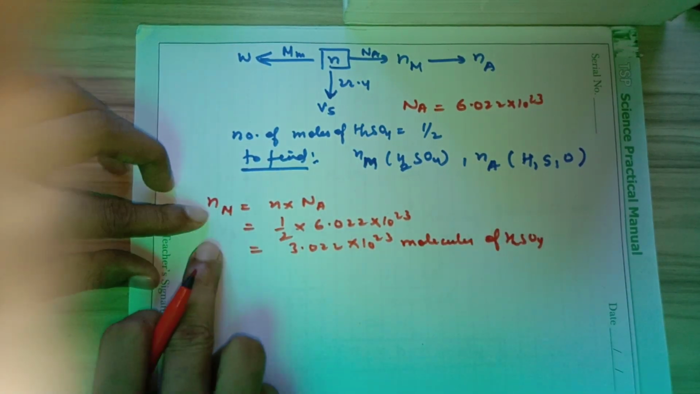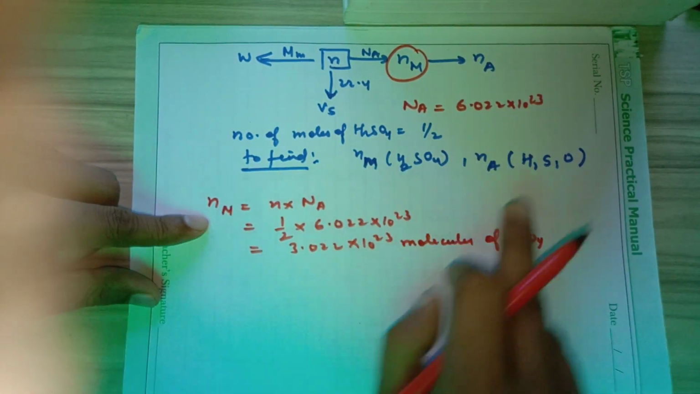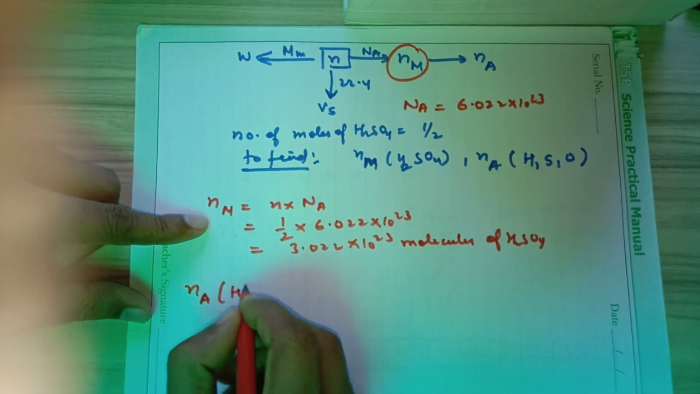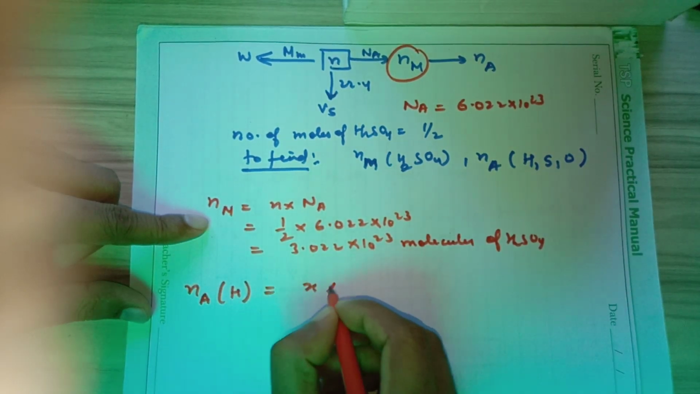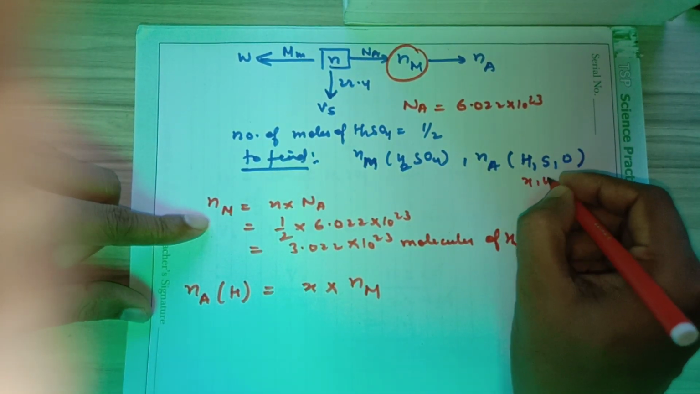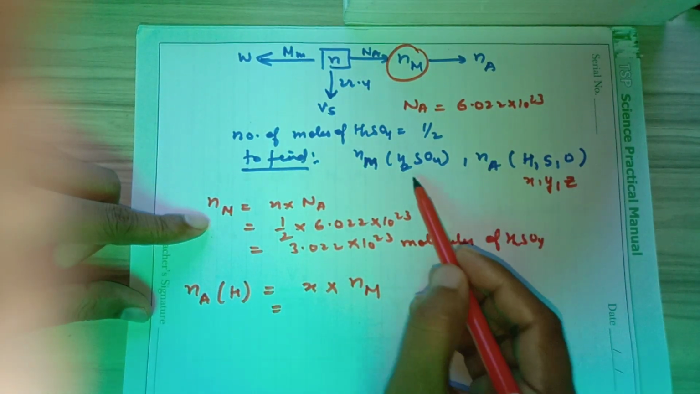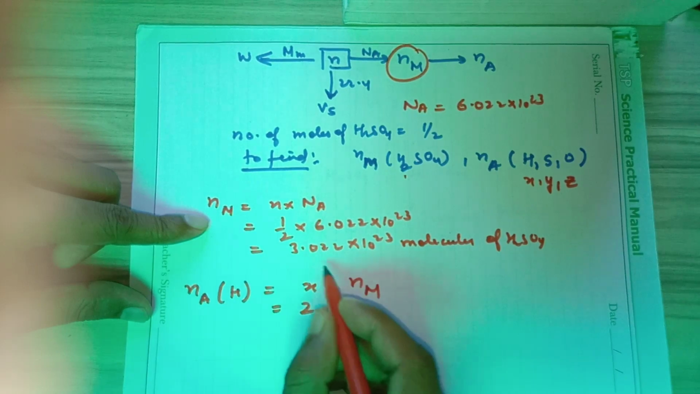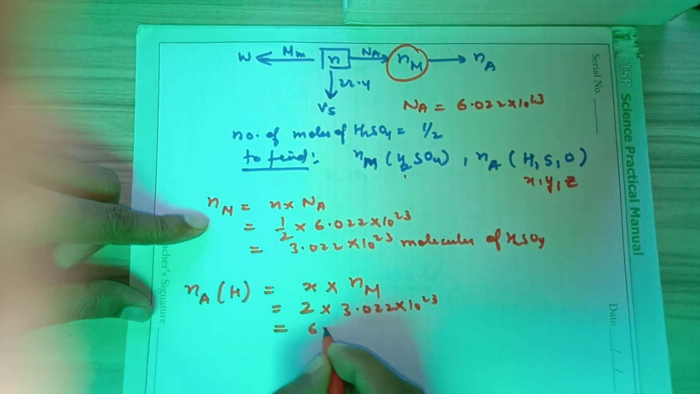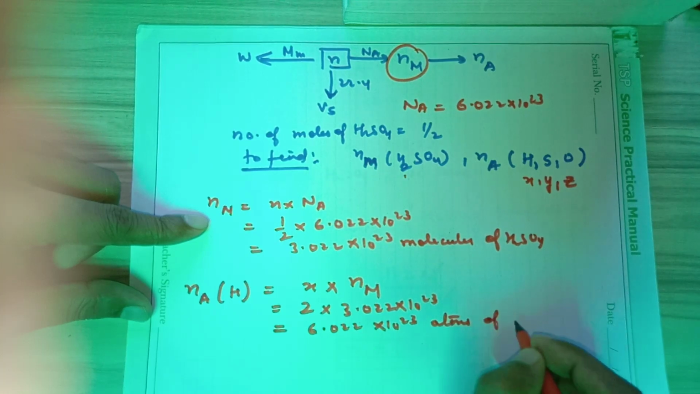Now we know the number of molecules. Here the number of molecules is given, so we have to find the number of atoms of hydrogen, sulfur and oxygen. Suppose we have to find the number of atoms of hydrogen, so it will be X into the number of molecules. Now X is hydrogen and Y is sulfur and Z is oxygen. So X is how much? Here it is 2 because there are 2 hydrogen and the number of molecules we know, it is 3.022 into 10 to the power 23. If we multiply it, we will get 6.022 into 10 to the power 23 atoms of hydrogen.